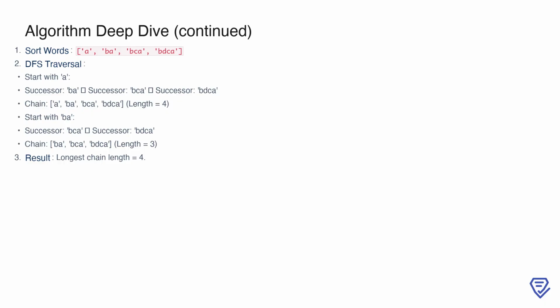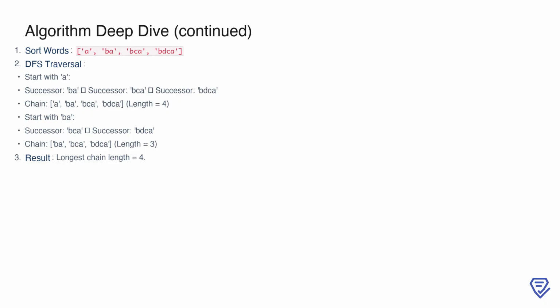For the input a, BA, BK, we begin by sorting the words by length, resulting in the order a, BA, BK. Using DFS, we start with the word a. It has BA as a successor, which in turn has BK as a successor. This forms the chain a, BA, BK, with a length of 3.